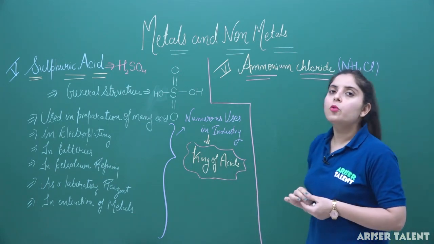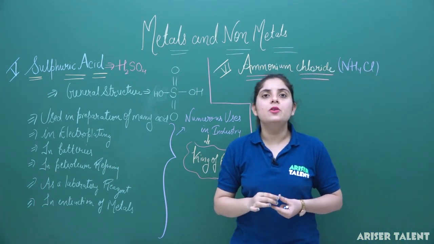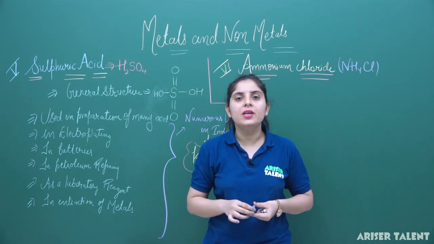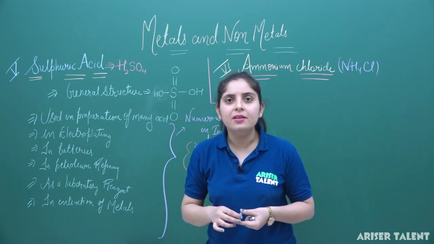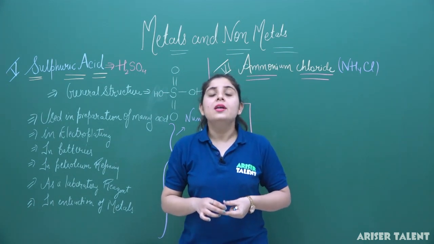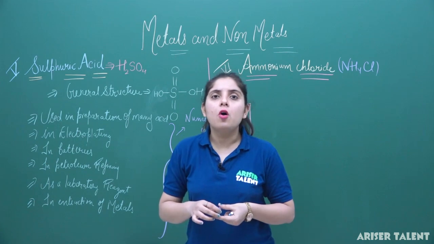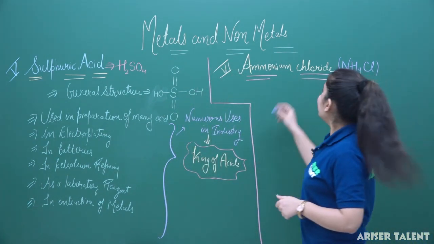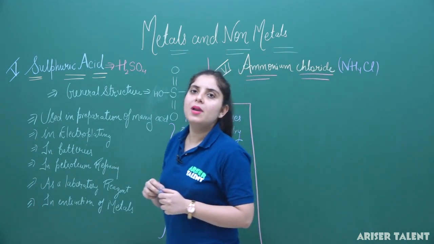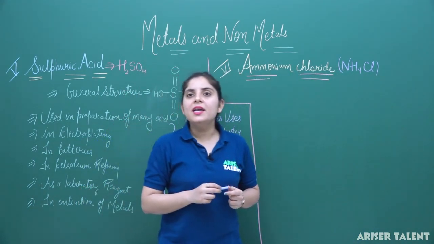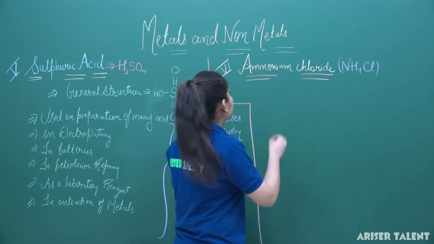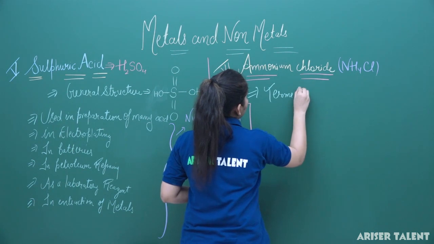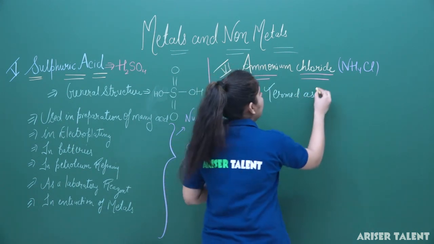Ammonium chloride is also termed as nosadar. It is extensively used in the textile industry. It is used as a laboratory reagent. It is used in the dyeing industry. NH4Cl is usually termed as nosadar.